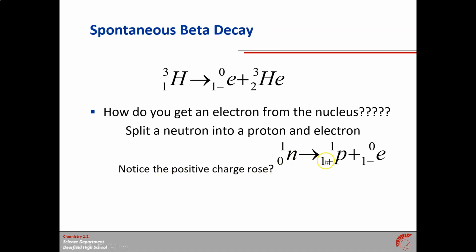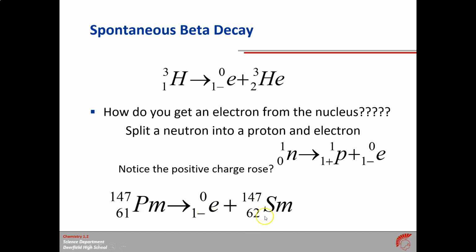Again, notice that the positive charge rose when we went from the radioisotope to the daughter isotope. Positive charge goes up, but the mass doesn't change. So how would you solve this one? What am I going to get? Take a minute, figure it out.